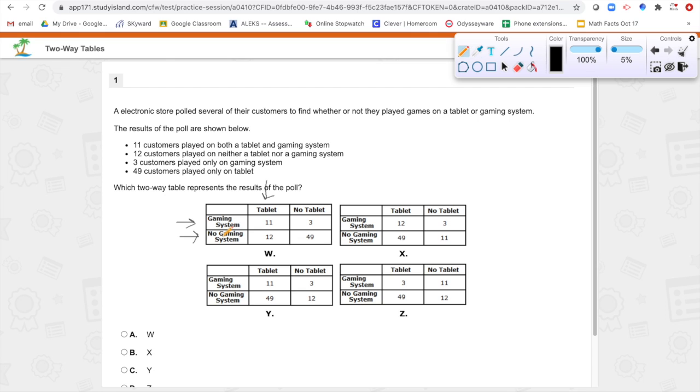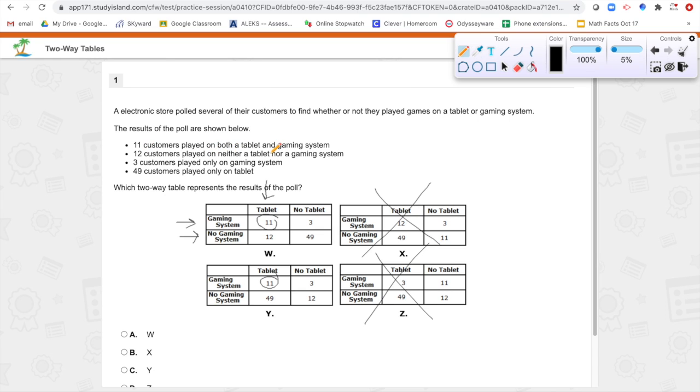And they look at 11 have a tablet and a gaming system, 12 tablet and no gaming system, 3 no tablet and a gaming system, or 49 with neither, no tablet and no gaming system. So looking at the data that they gave us here, 11 customers played on both a tablet and a gaming system. So that's good for W. We've got 11 right there for the tablet and the gaming system, and for Y, but not X, and definitely not Z here. So we look at the next one.